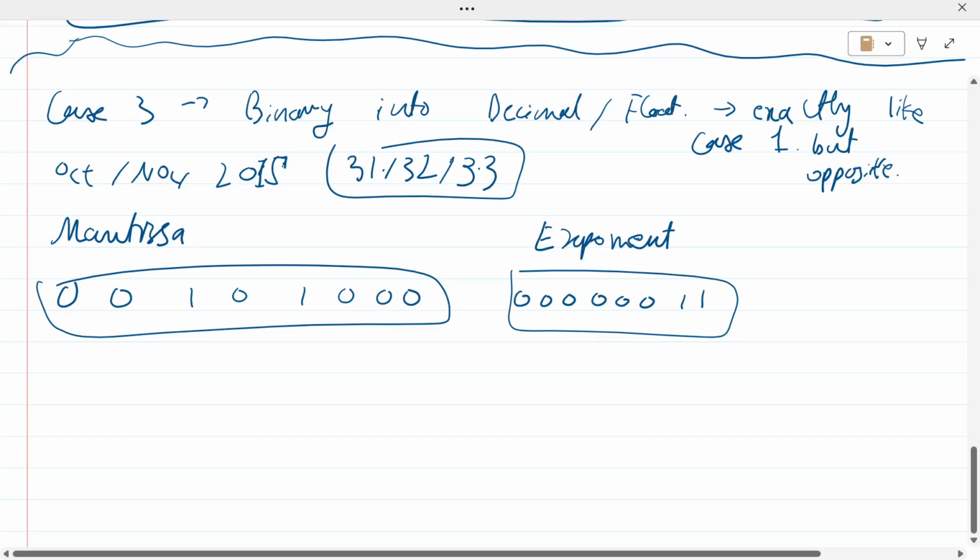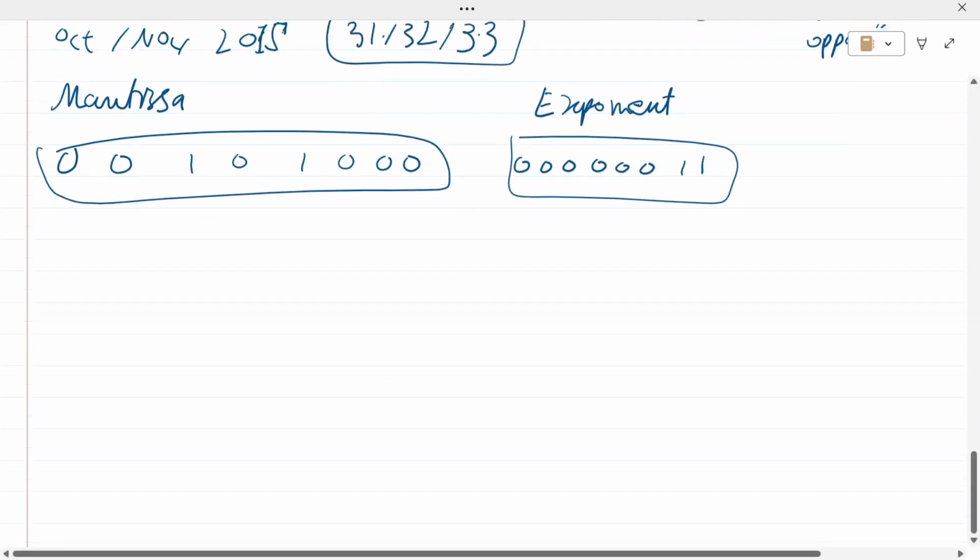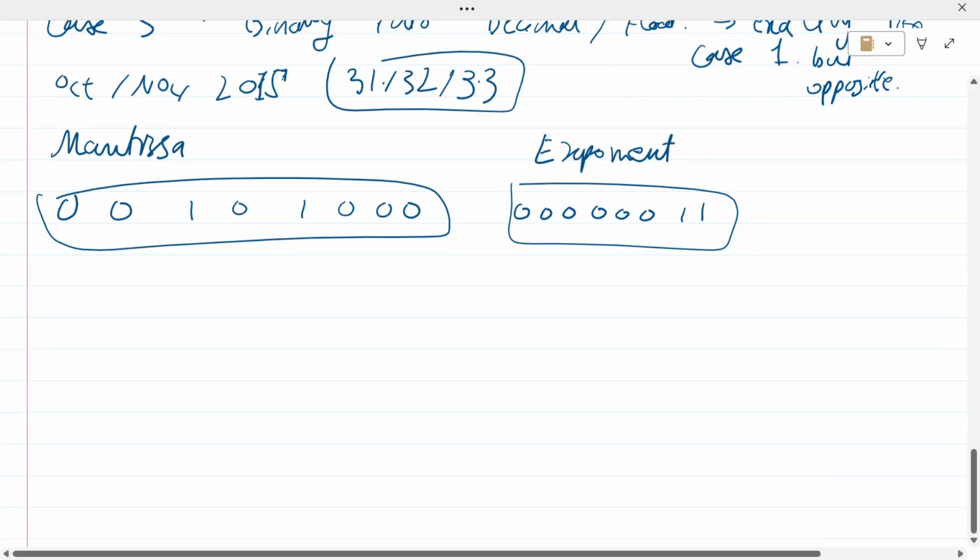Okay. In these kinds of questions, in case 3, the mantissa and the exponent are given to you. What is the first step, right? So the first step is to find the exponent, right? To find the exponent.